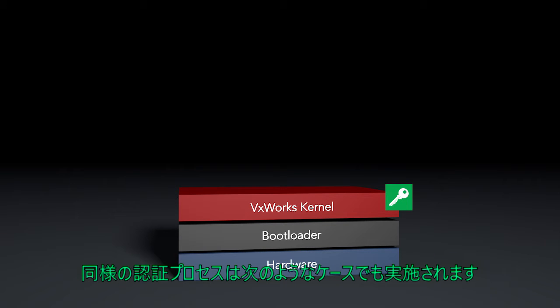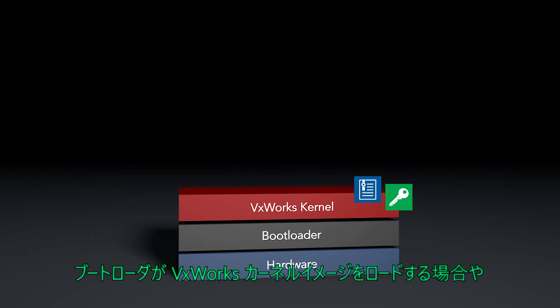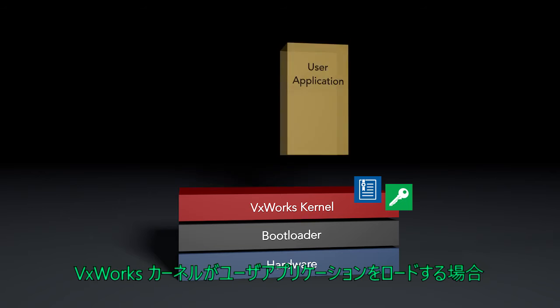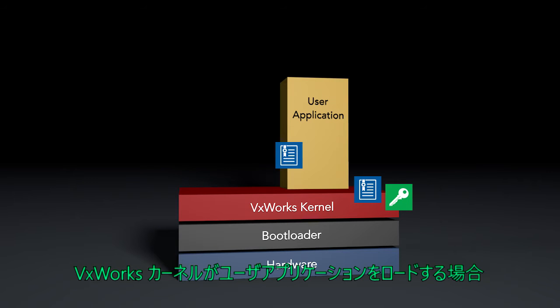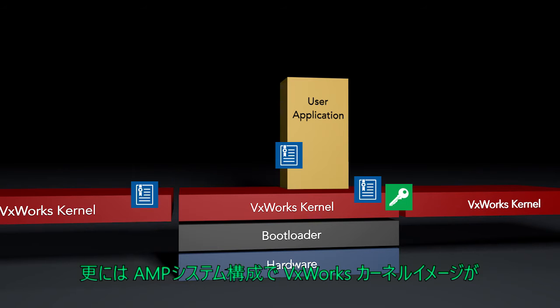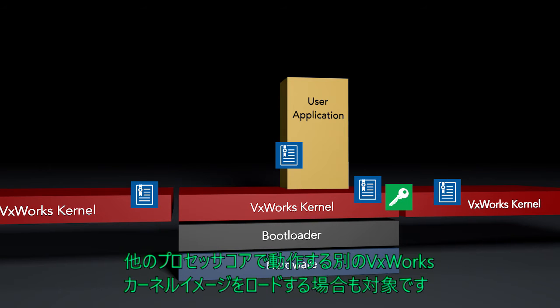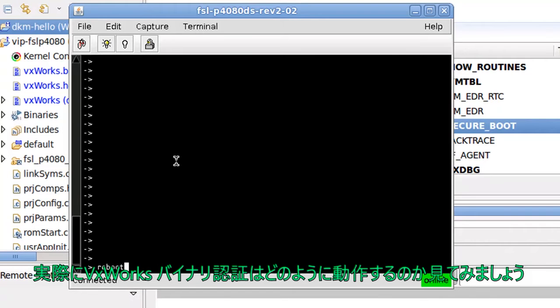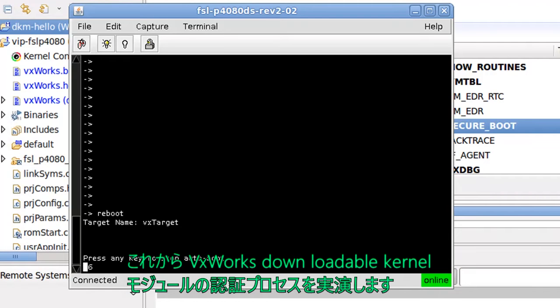The same authentication process happens when the bootloader loads a VxWorks kernel image, or when the VxWorks kernel loads user applications, or even when the AMP VxWorks kernel image loads other AMP VxWorks kernel images onto other processor cores. Here is VxWorks binary authentication in action. I'm going to demonstrate the authentication process for the VxWorks downloadable kernel modules.